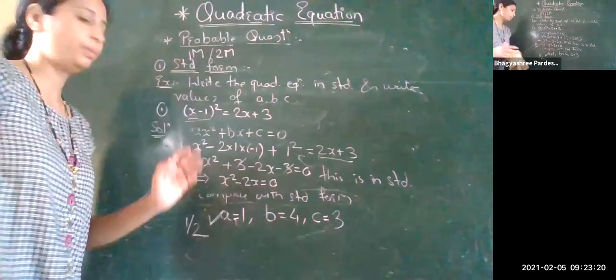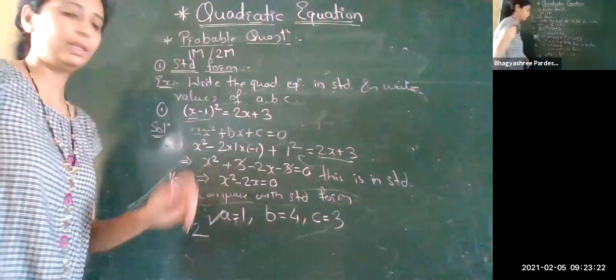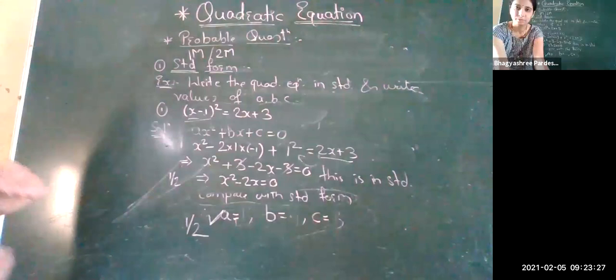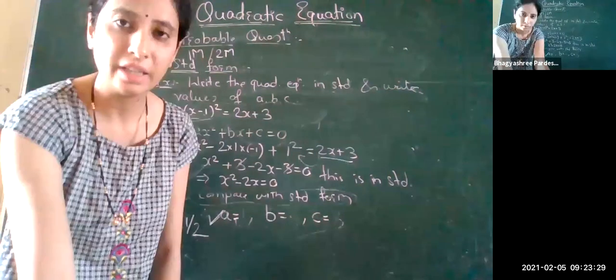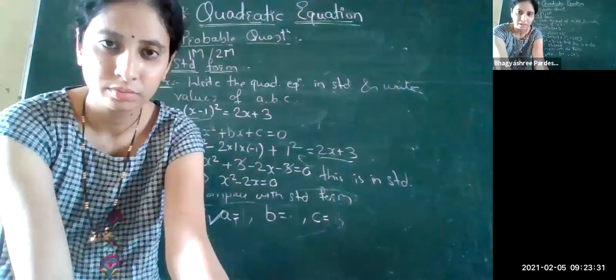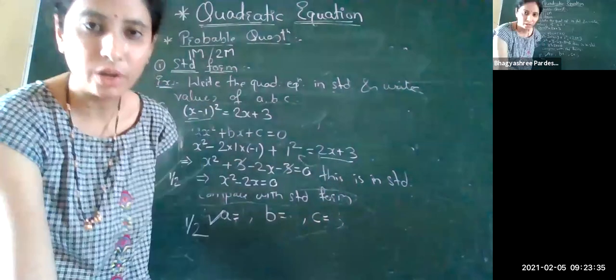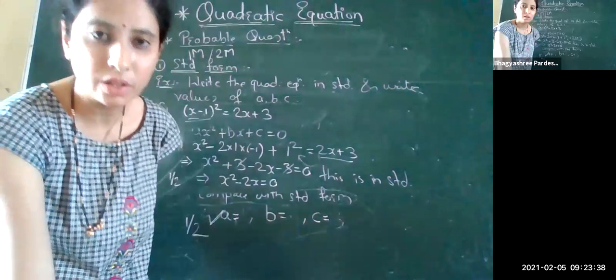Now, can anyone say me the values of a, b, c here? What will be the values of a, b, c for this equation? Yes, anyone? Yes, can anyone say me the values of a, b, c for this equation? Shreya. Okay, Shreya. Yes, bolo.